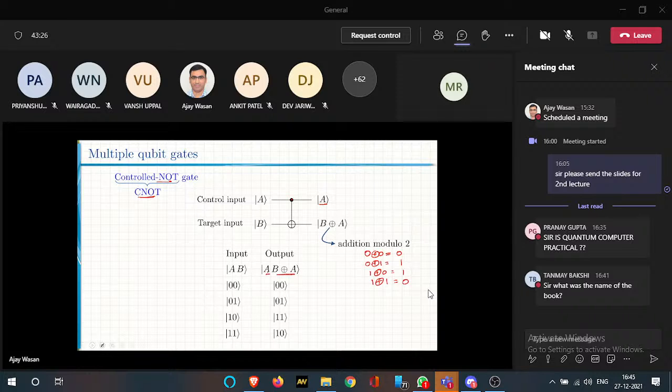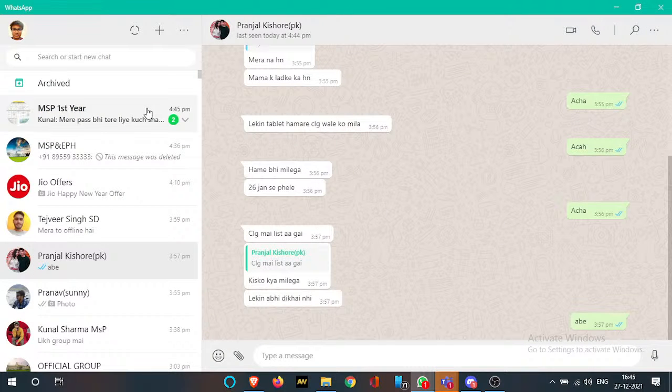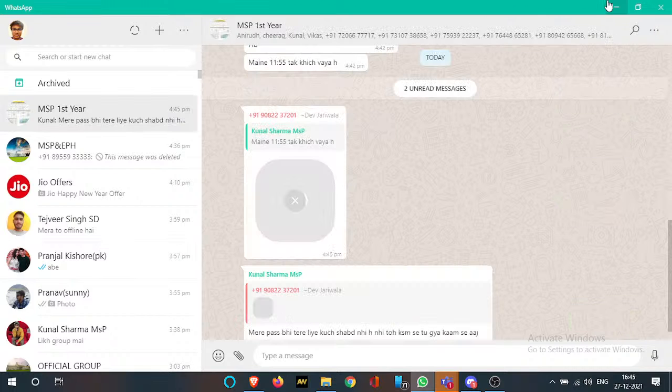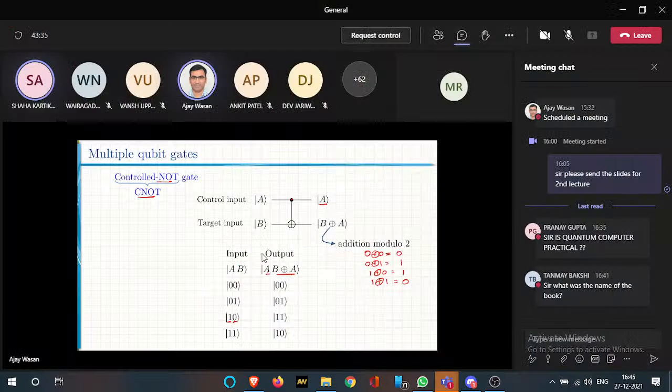So what is the great thing here? Whenever this is 1, it changes the number. 0 becomes 1, and when you have 1 here, this becomes 0. Have you got the point here? Yes, sir. Whenever the control input is 1, the target is going to flip. Whenever control is 1, target is going to flip.